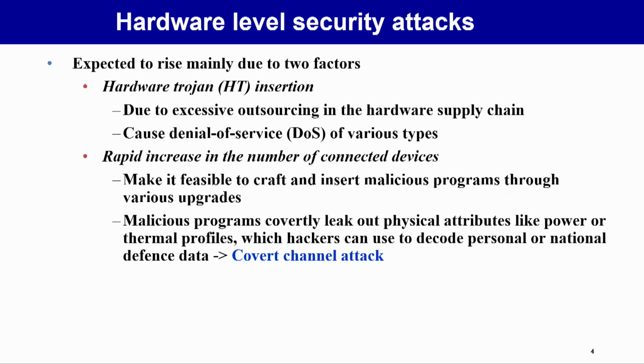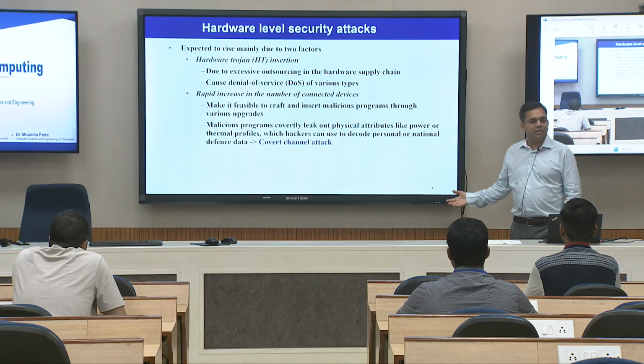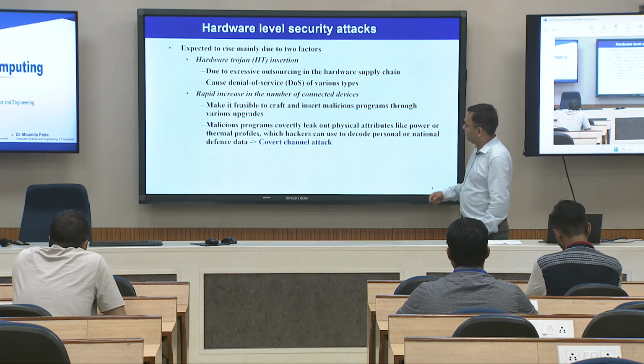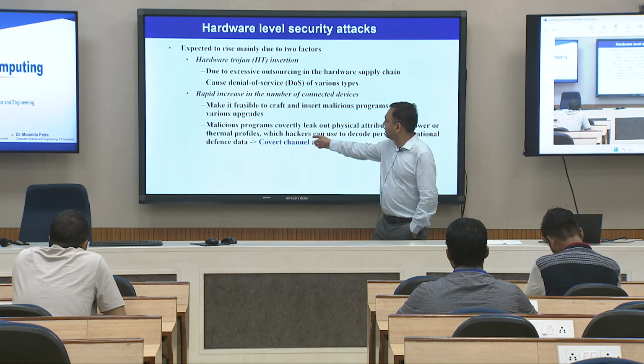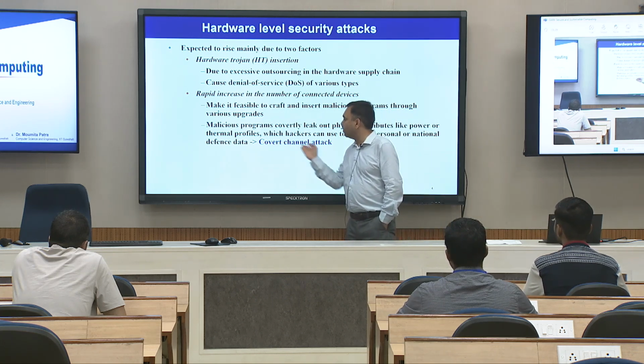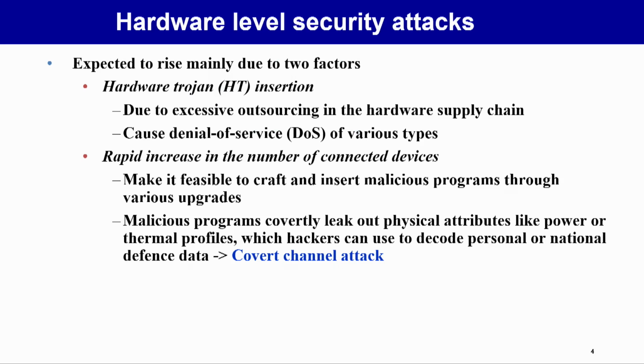So these can be sent, and then attackers can use this to decode personal or national defense data. If it's a kind of national defense system, those are the main targets. So that can be very fatal. And if you are covertly leaking out physical attributes, this is called a covert channel attack. There is a covert way to transfer the physical attributes. That is why it is a covert channel attack.